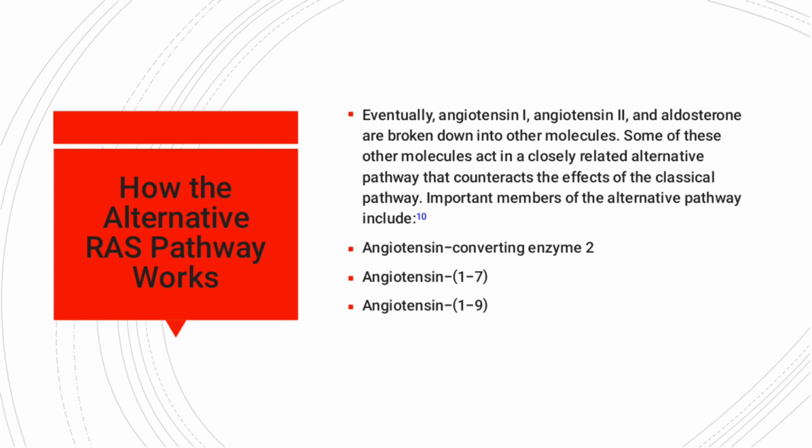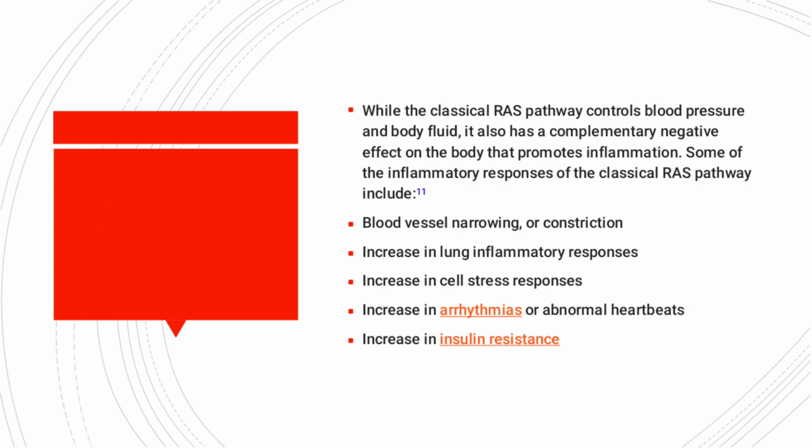How the alternative pathway works. Eventually, angiotensin 1, 2 and aldosterone are broken down into other molecules. Some of these other molecules can act in the closely related alternative pathway that counteracts the effects of the classical pathway. Important members of the alternative pathway include angiotensin converting enzyme 2, angiotensin 1 to 7, and angiotensin 1 to 9. While the classical RAS pathway controls blood pressure and body fluid, it also has a complementary negative effect on the body that promotes inflammation.